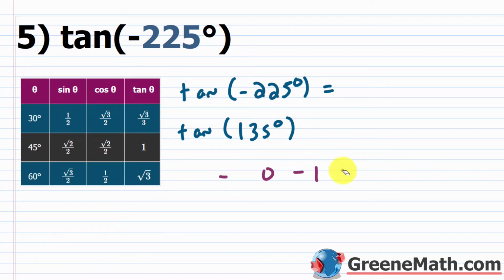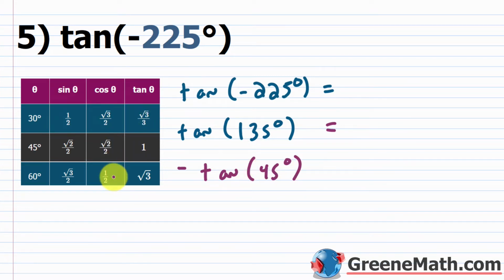So what I'm going to do is think about this angle here is going to be in quadrant 2. So tangent is negative in quadrant 2. So I'm going to put is equal to the negative of the tangent of 45 degrees. When you work with this table here, everything's positive because you're in quadrant 1. So again, because I'm in quadrant 2, I got to slap a negative there. And I'll say this is equal to the negative of the tangent of 45 degrees, which is 1. So the final answer here for the tangent of negative 225 degrees is just going to be negative 1.